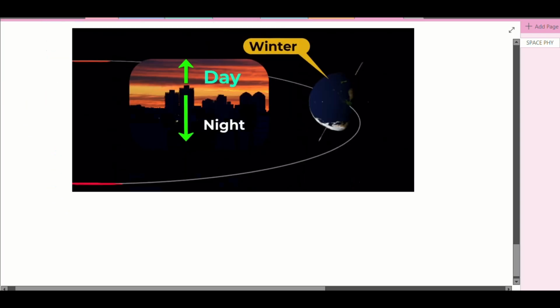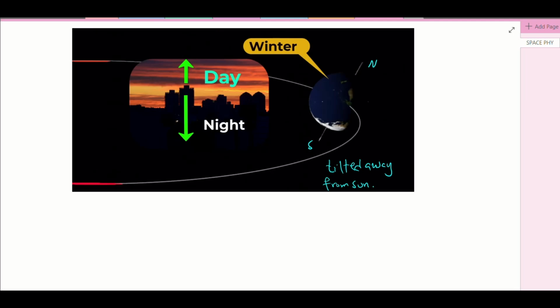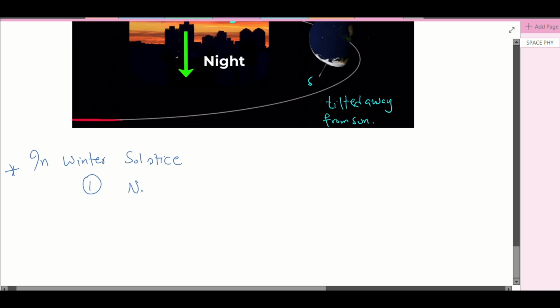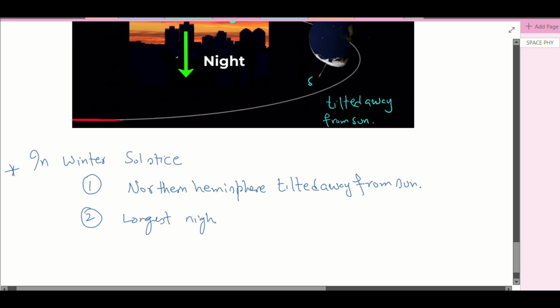Now, on the winter solstice, we get the longest night and the shortest day. And here you can see the North Pole is tilted away from the sun and the South Pole is tilted towards the sun. For the winter solstice, the important points you should keep in mind are: the Northern Hemisphere is tilted away from the sun, we get the longest night and the shortest day, and it occurs around 22nd December.